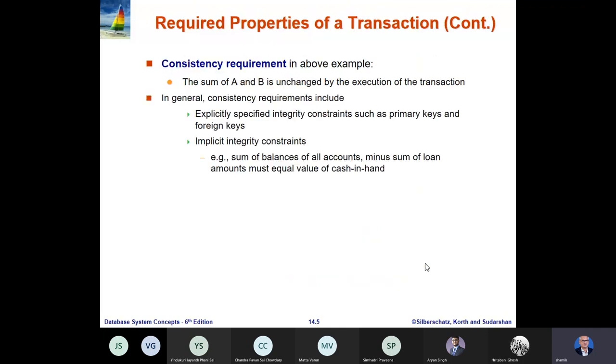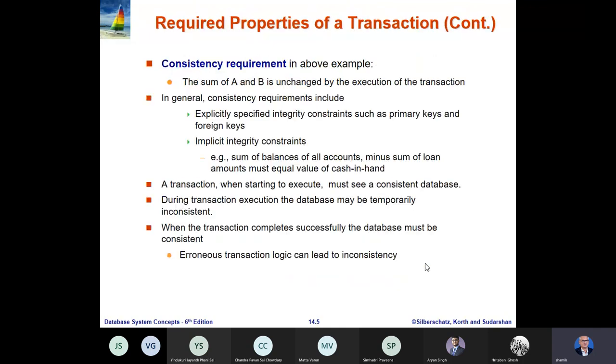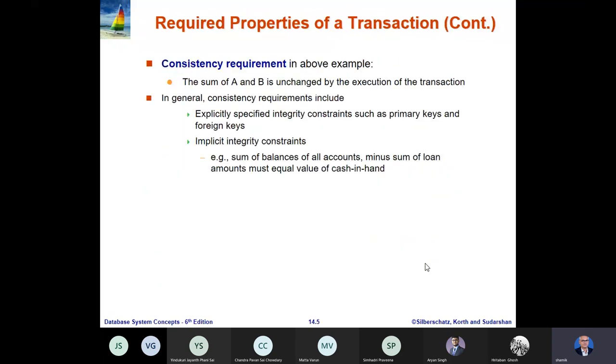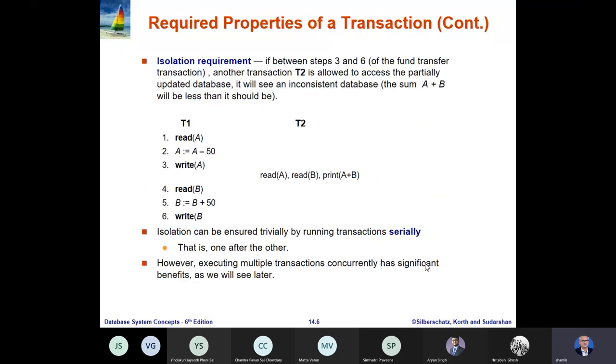So the point here that we are trying to make is that this requirement is something where the onus is more on the programmer, or mostly on the programmer. The database provides only certain facilities to ensure that consistency is maintained under most of the situations. But the previous two, atomicity and durability, and the next one, isolation, are the properties of the transactions which are actually guaranteed, or are meant to be guaranteed, by the database management system itself.